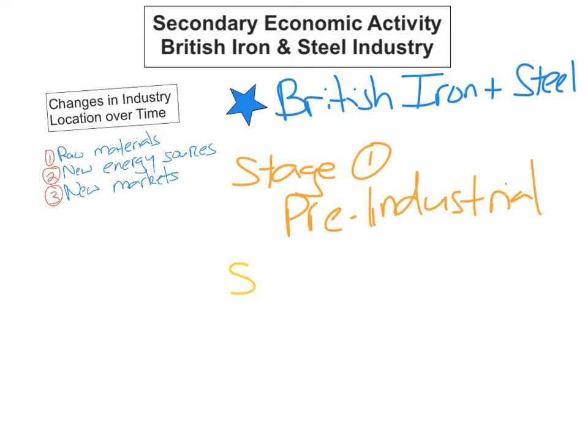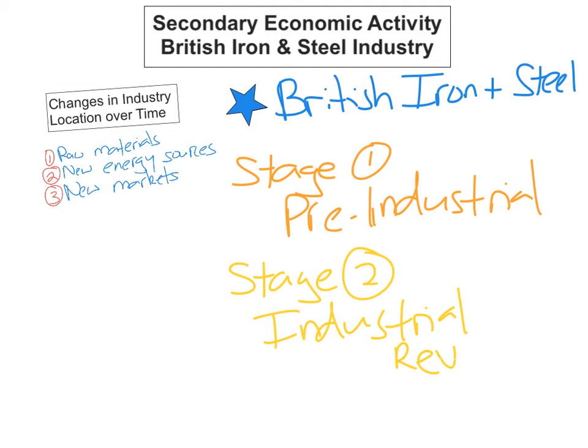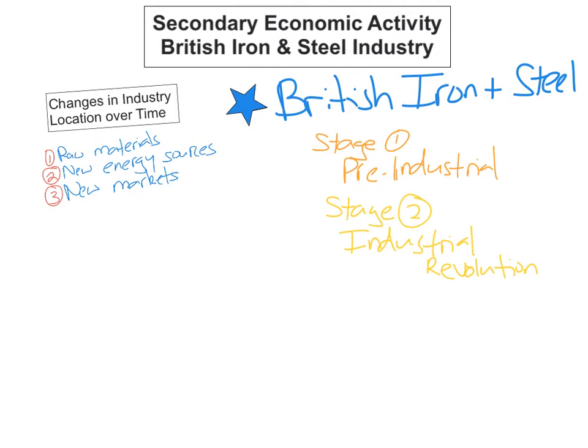The second stage, stage two, was the Industrial Revolution. And this is when all industry in Britain was actually relocated to coalfields. Why? Well, steam replaced water as the power source, and coal replaced the charcoal as a resource material, as the material that actually provided the energy.